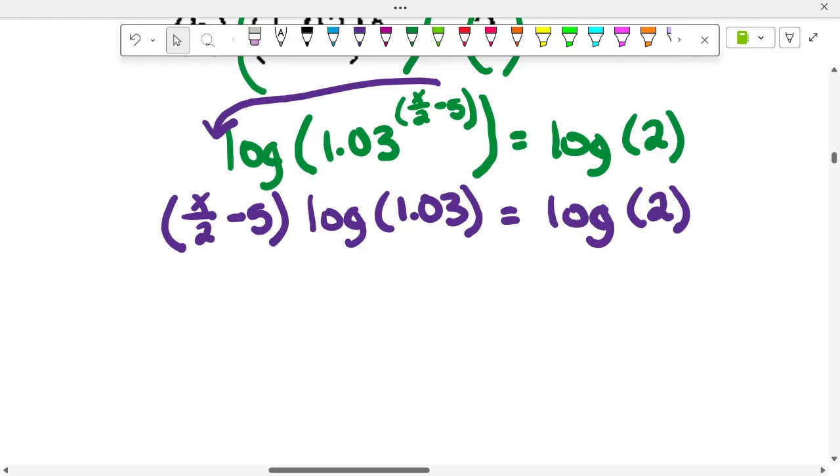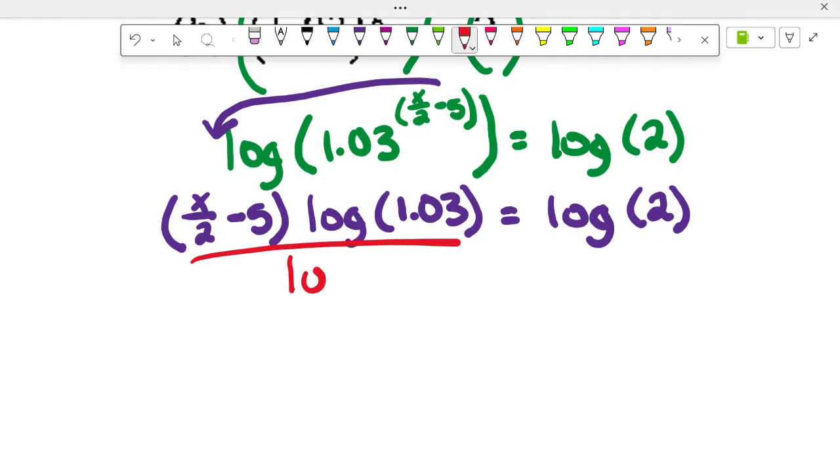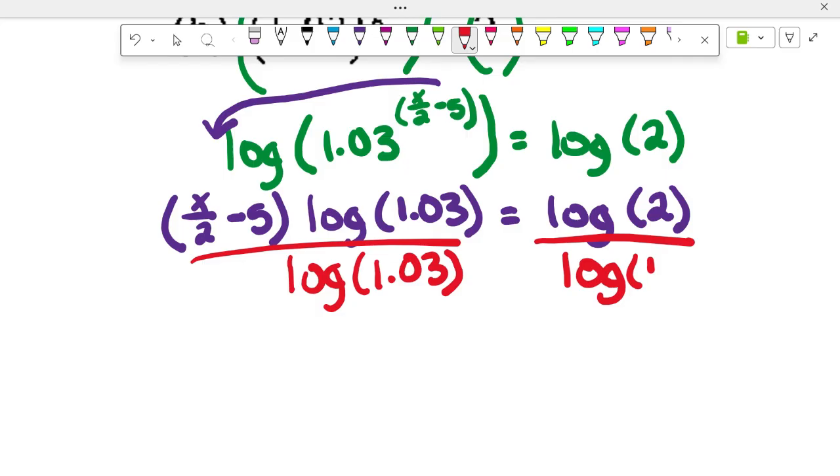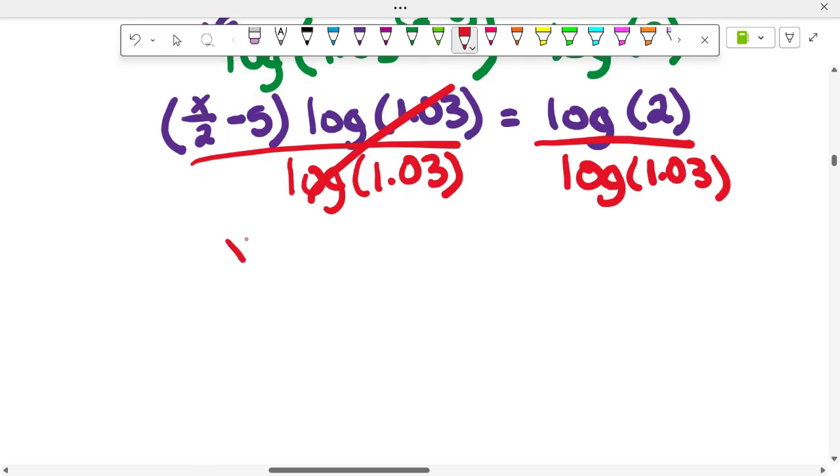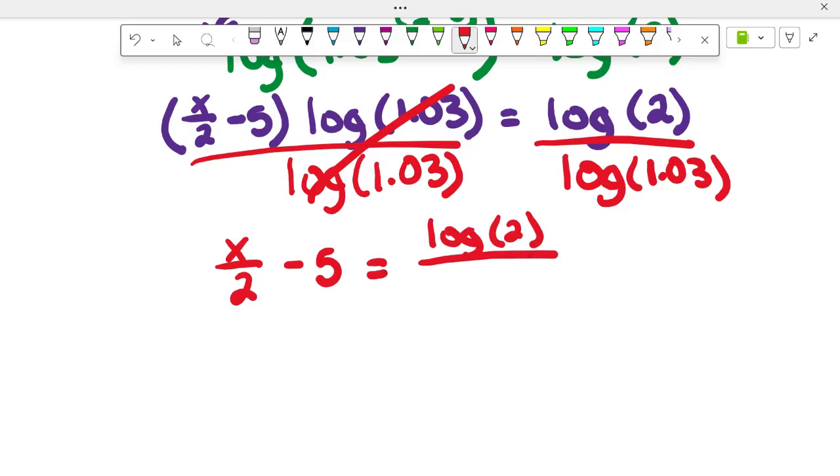Now, what's my next step? Now we can divide by the log of 1.03. Because technically this log is multiplying to this entire expression, and we want to get this expression by itself so we can properly solve for x. So we're dividing both sides by the log of 1.03. So this now becomes, I can take it out of parentheses now since the logs are gone, x over 2 minus 5 is equal to log of 2 over log of 1.03.